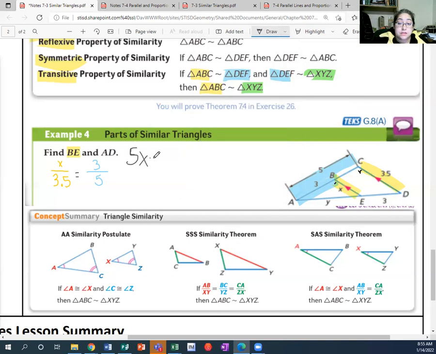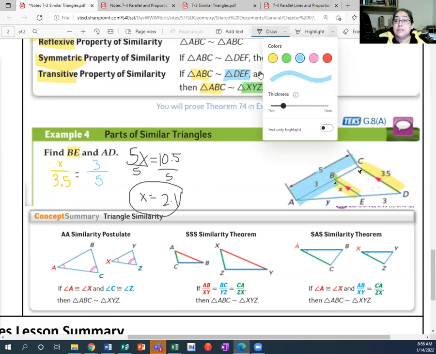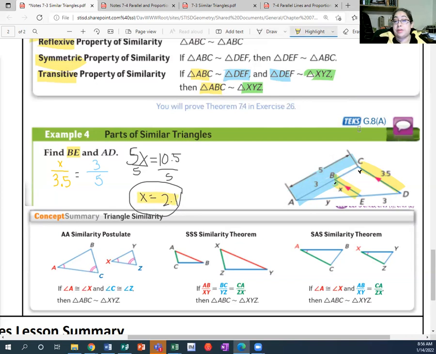Five x equals whatever 3 times 3.5 is. I'm grabbing my calculator because I don't know what that is. My calculator says it's 10.5. I'm going to divide both sides by 5. And my calculator tells me x is 2.1. X was the measure of BE, and so I have found the measure of BE.